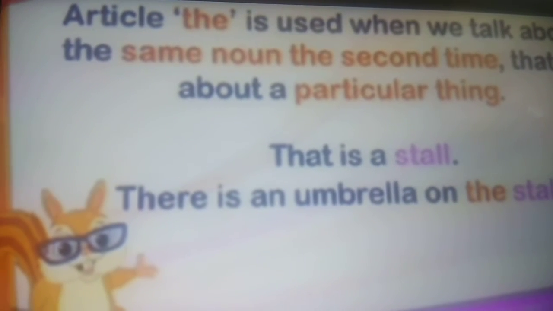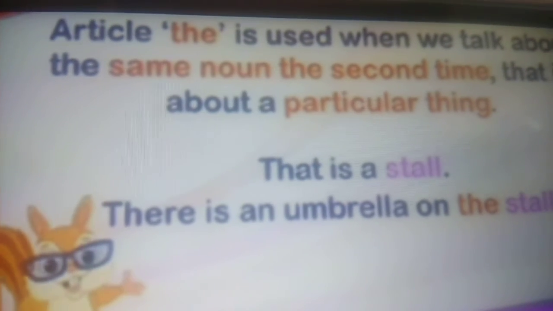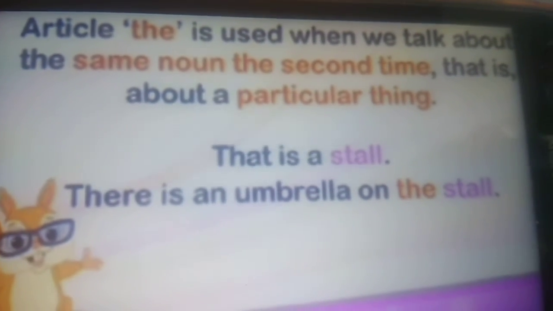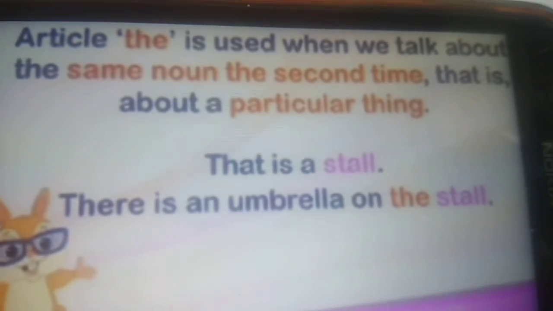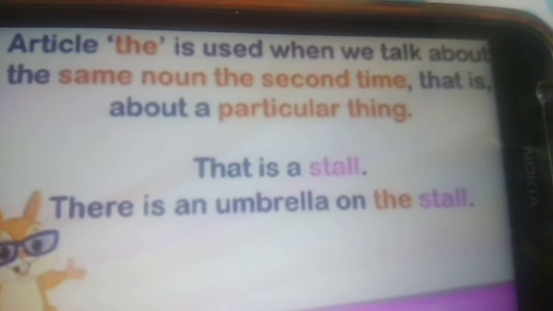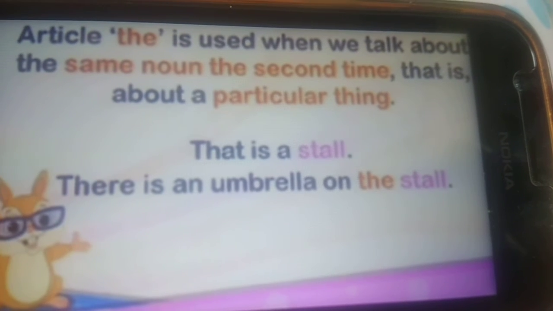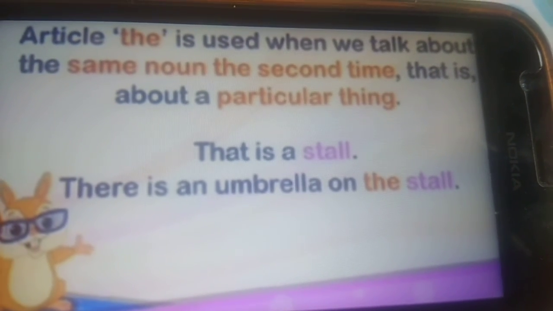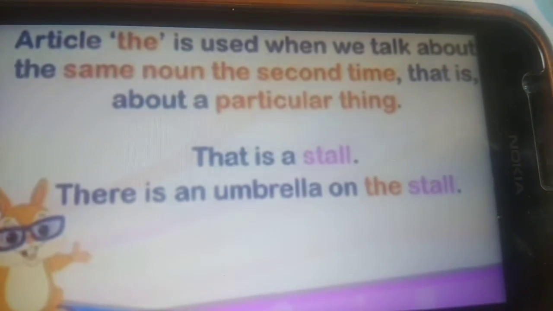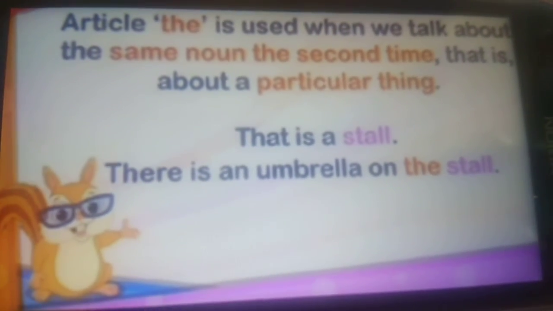Okay children, article the is used when we talk about the same noun the second time, that is, about a particular thing.